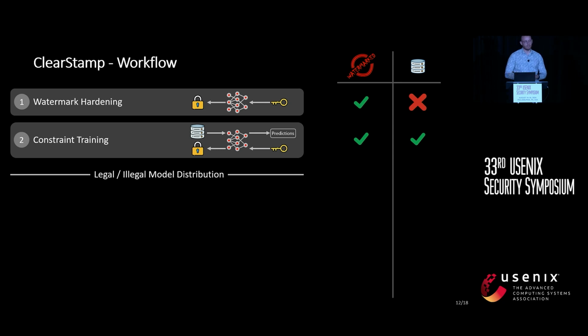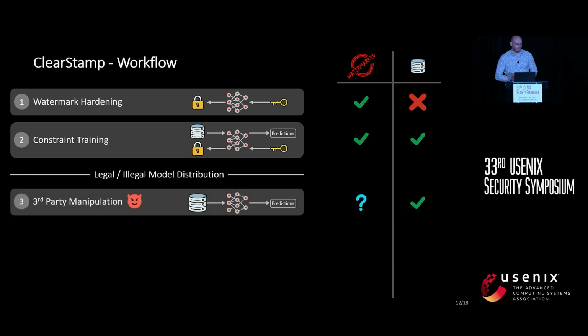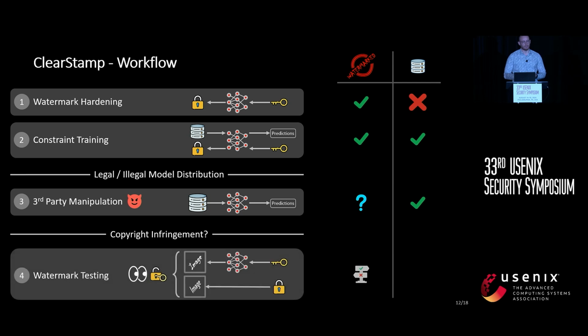Afterwards, we can sell our model, and an adversary might change the model. And to check if there's a copyright infringement, we can then feed the key into the model from the reverse side. We get an image, and we can compare it to the ground truth. We can do this by human observation.